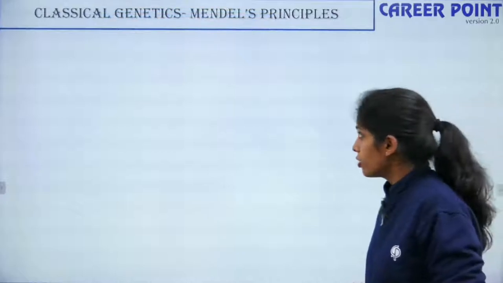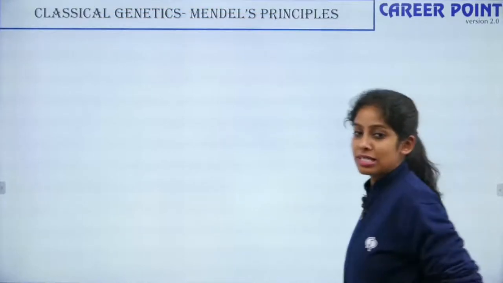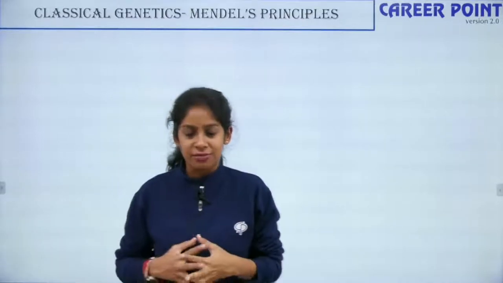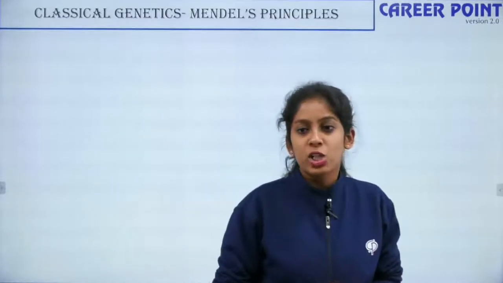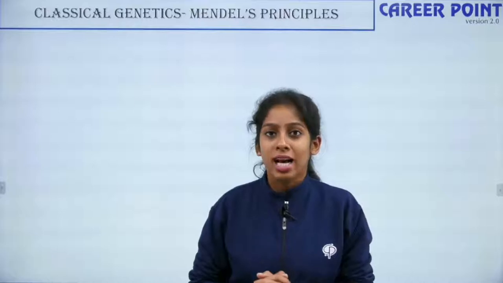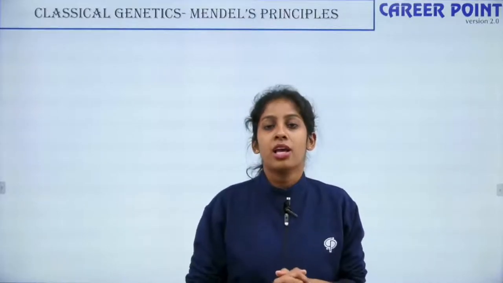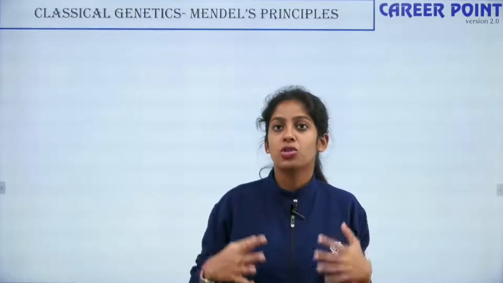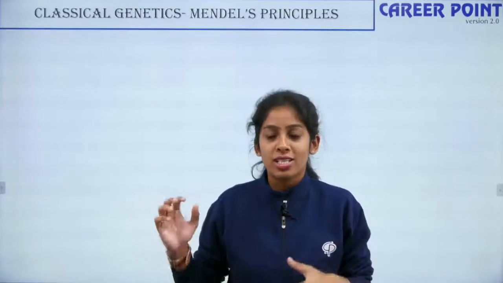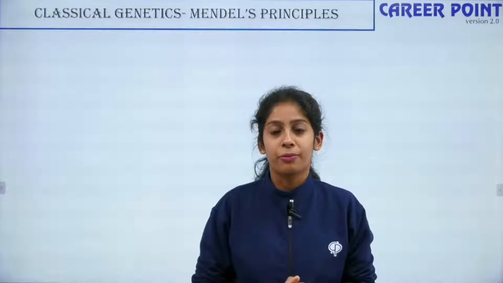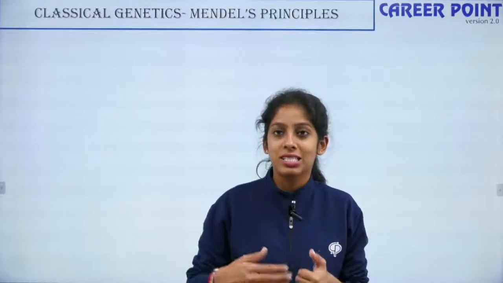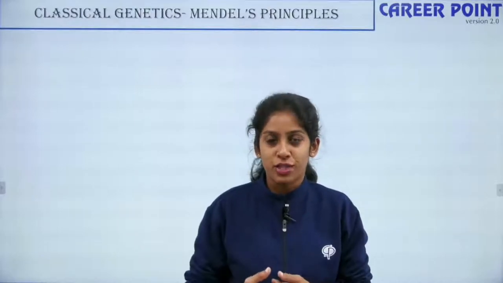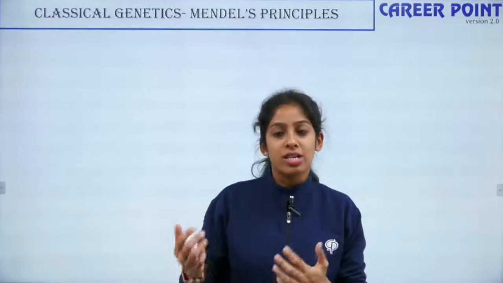So let's move forward. Classical genetics, that is Mendel's principle. Genetics is a very, very vast field. The genetics that we know today is not the entire genetics that exists. It is just one speck of the entire ocean, the vast volume of genetics that is present. We're not able to identify more. We are still under research, still exploring the field of genetics. How and why is it happening?